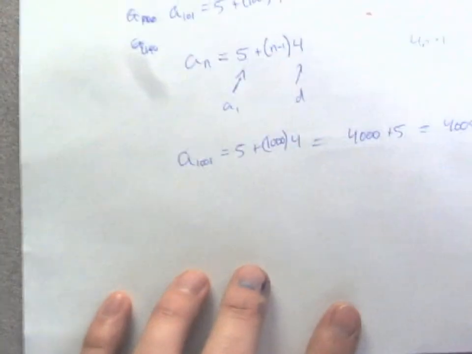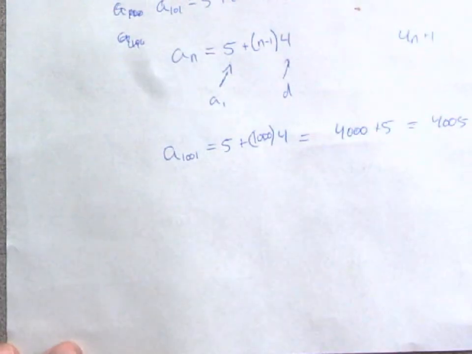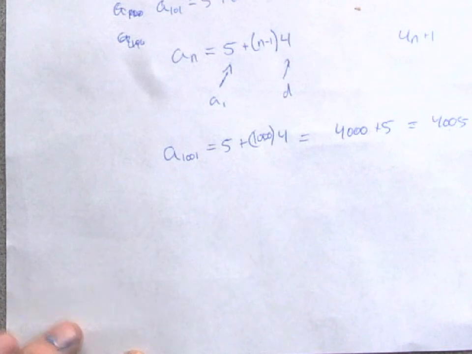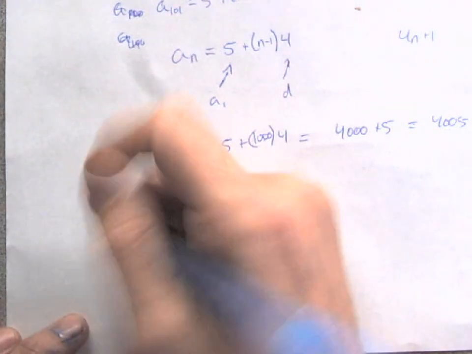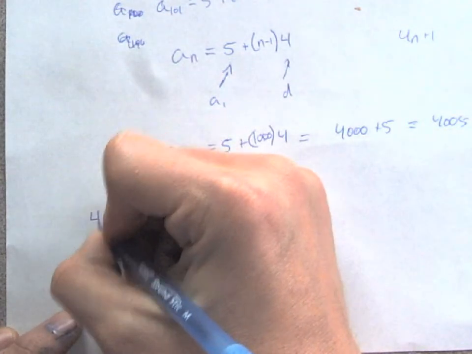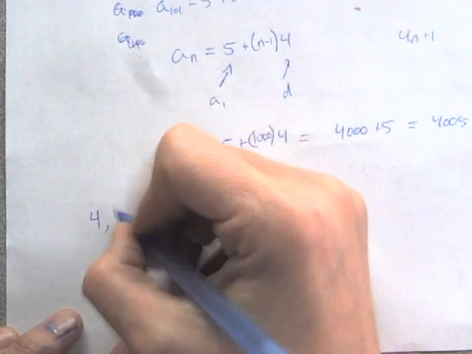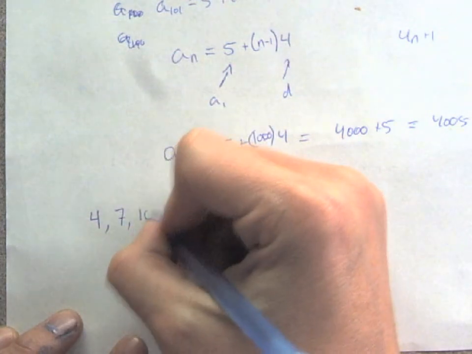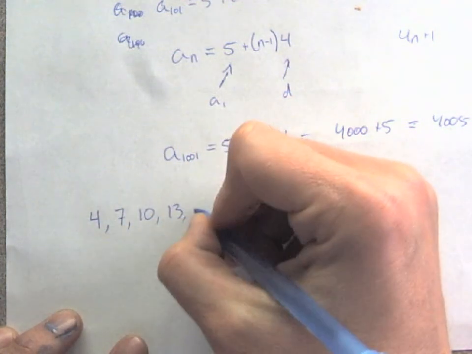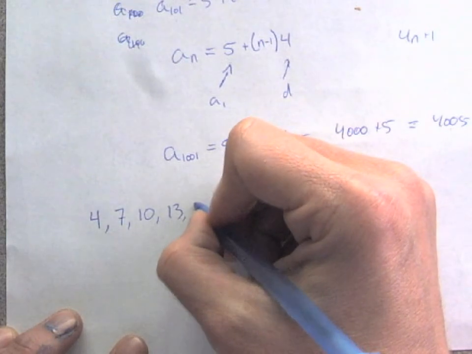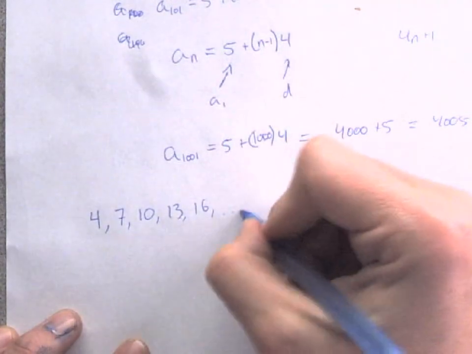Okay? So let's practice using it one more time. This will kind of be the last thing we're going to talk about here. All right, so I'm going to give you a new sequence. It's going to be arithmetic, and we're going to write a formula for it. So let's do this guy. Let's do 4, and then we'll do 7, and then we'll do 10, 13, 16, and dot, dot, dot.